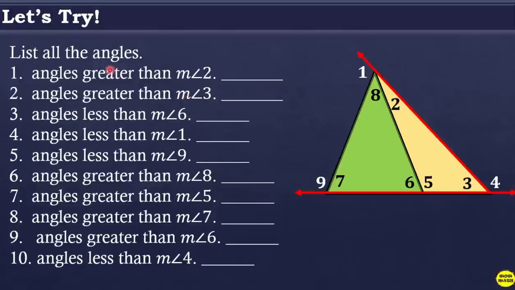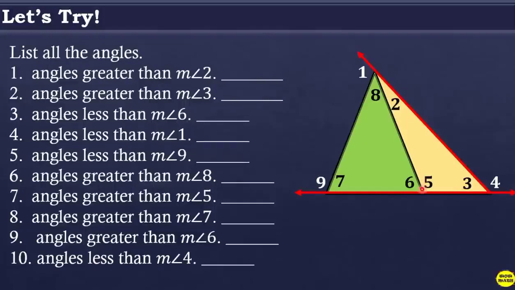So, list all the angles. Number 1, angles greater than the measure of angle 2. Since greater po ang sinabi dito, mas mataas daw po. So, ibig sabihin, ang hinahanap niya rito is the exterior angle. So, kung exterior angle ang hinahanap niya, ibig sabihin, remote interior niya to. Okay? So, ito si angle 2. Ito po si angle 2. Ano yung exterior angle na not adjacent sa kanya?